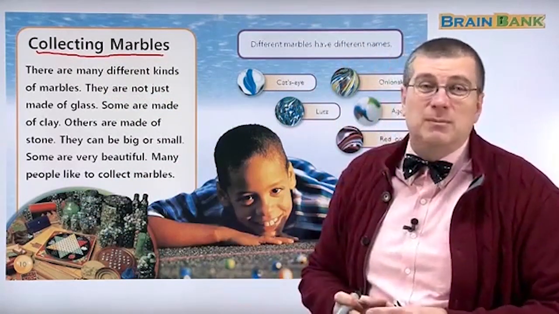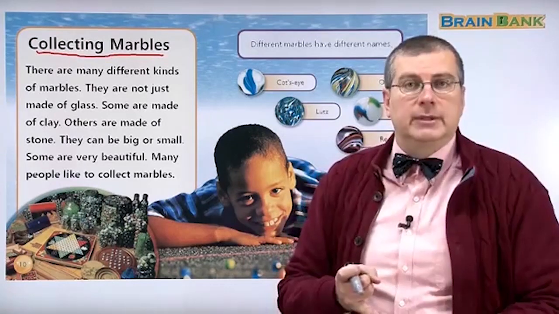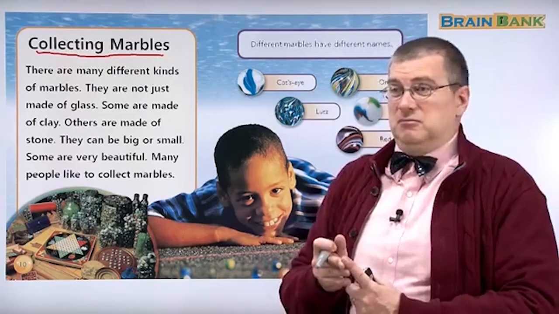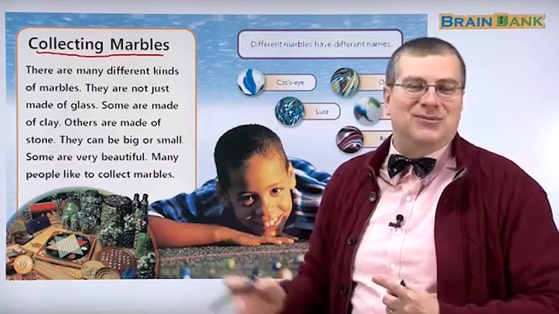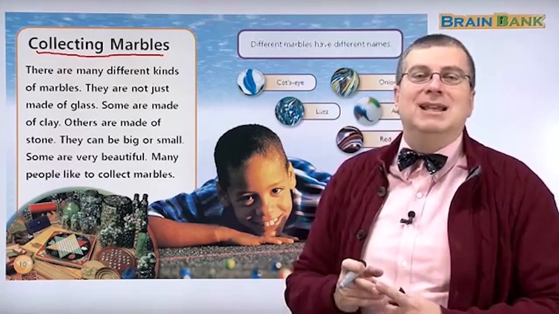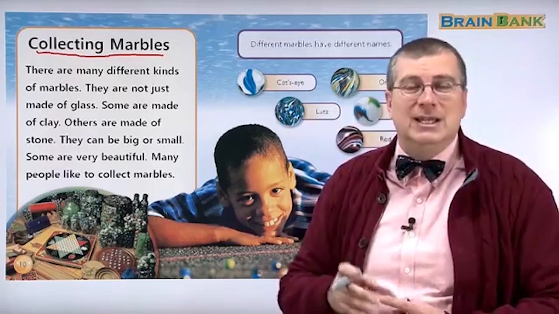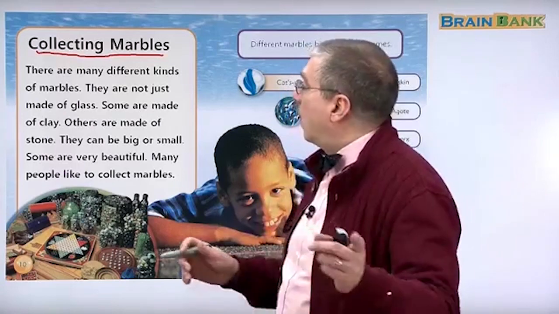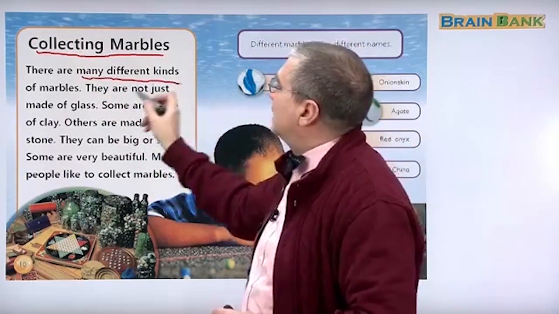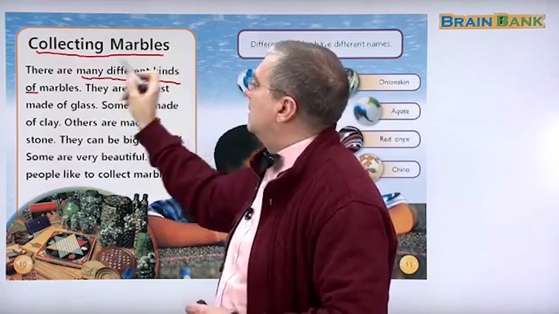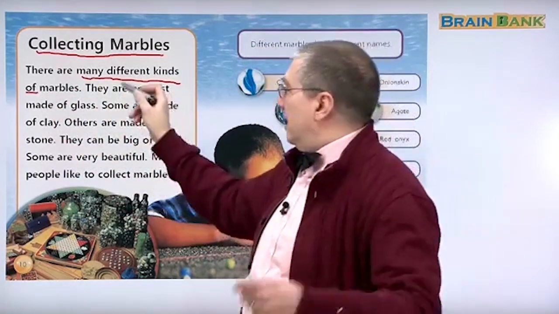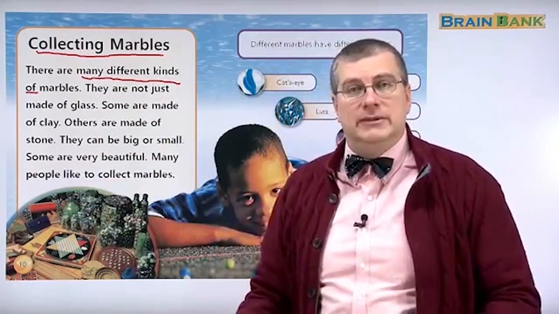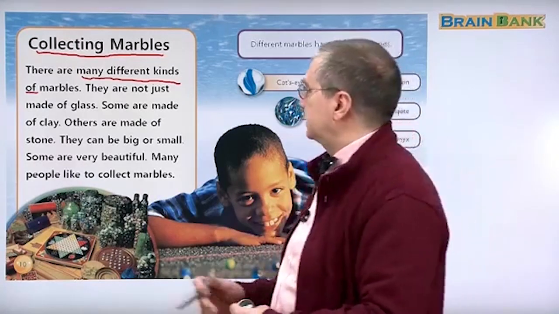Of course, you can collect many things. You can collect marbles. You can collect stamps. You can collect bottle caps. You can collect different types of bottles. You can collect many different things. Of course, you can collect coins. Stamps and coins, many people collect those. But you can also collect marbles. Why? There are many different kinds of marbles. There are many different kinds of stamps. There are many different kinds of coins. People like to collect those.